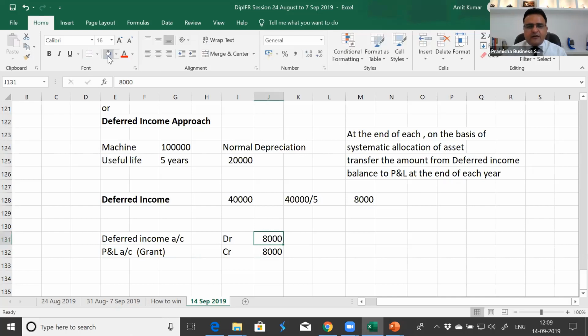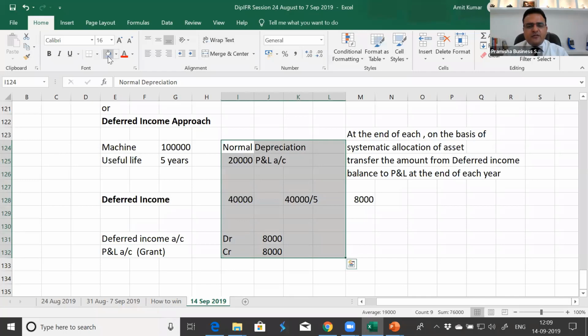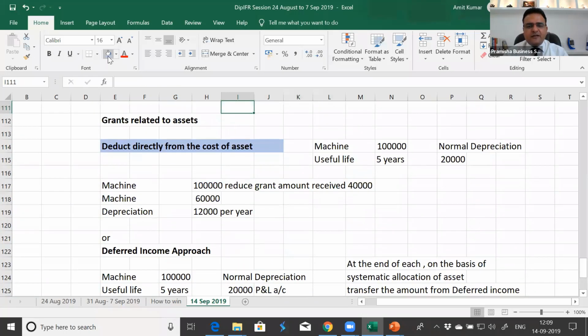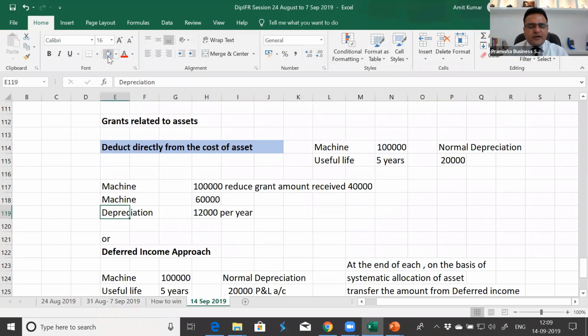What is the impact of it? We are charging depreciation of 20,000 to P&L, but it is being credited by 8,000. How much is the net impact? 12,000. The net impact in the P&L is 20,000 minus 8,000, 12,000, which is happening directly in the other case, where we were charging only 12,000 depreciation per year. When we directly reduce the asset value by 40,000, the machine value was shown at 60,000. But this is not helping us to know the real value of the asset and the actual depreciation which was charged.